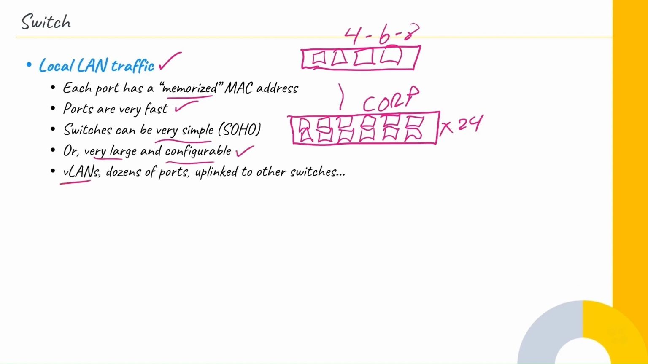You can have VLANs, for example. So maybe you could split these up into their own separate network. It would be a separate, what we call a broadcast domain. And it's really way beyond what we need to do, but you can think of that as a whole other network. You can have dozens of these ports. A lot of the switches will have 48 ports. And then, if that's not enough, you uplink it to other devices.